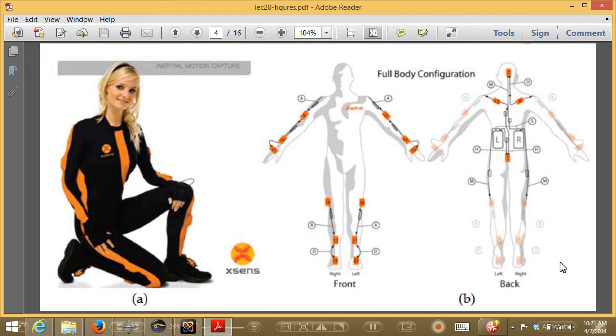A third option is more like, for example, your Wii remote or, I'm not sure whether the Xbox remote does it, but basically, inertial and gyroscopic types of motion capture.